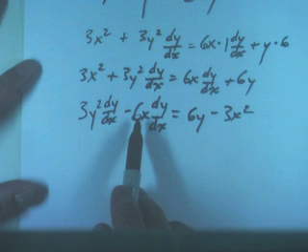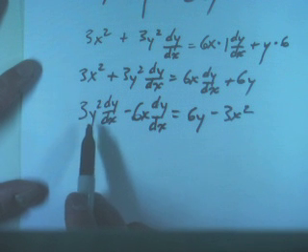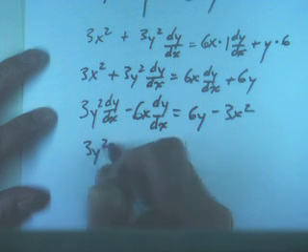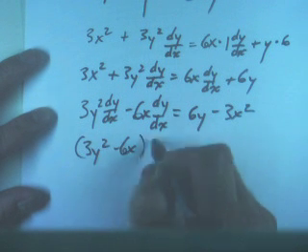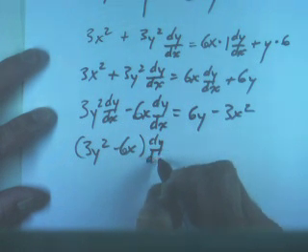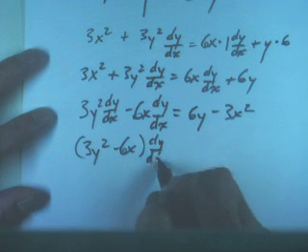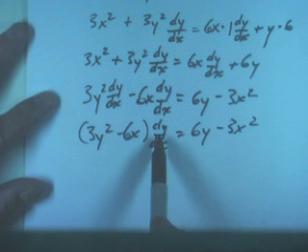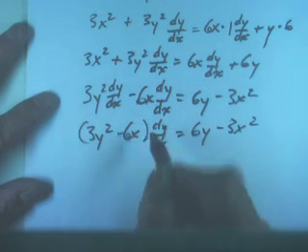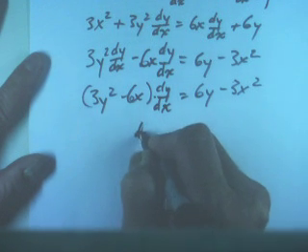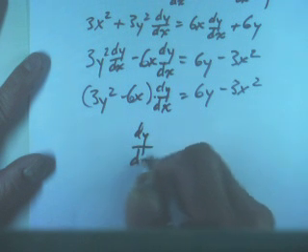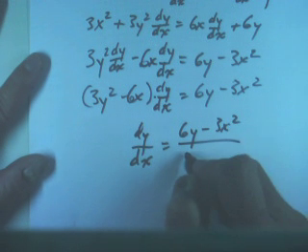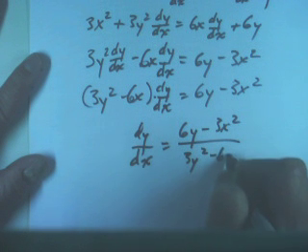We can't add these up because, of course, 6x and 3y squared are different terms, but we can factor out a dy dx so that we have 3y squared minus 6x times the differential of y with respect to x. The relationship here is multiplication, so we will divide both sides. And so we have the derivative of y with respect to x is equal to 6y minus 3x squared divided by 3y squared minus 6x.